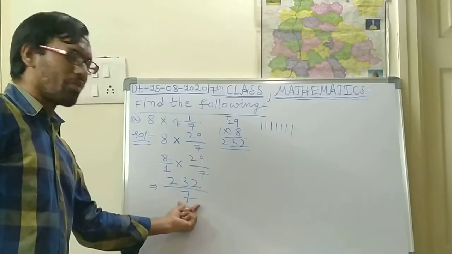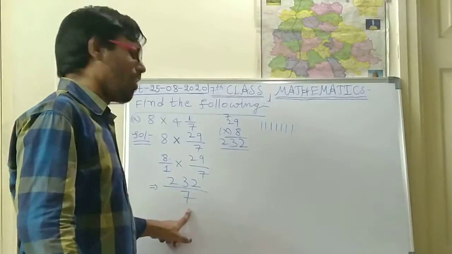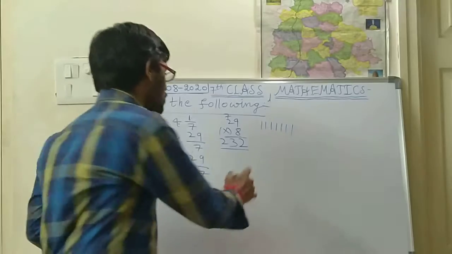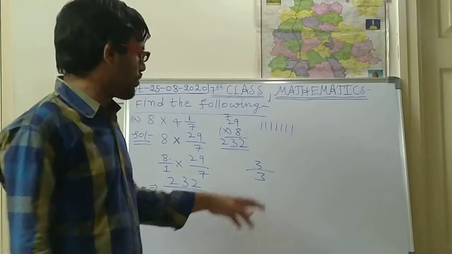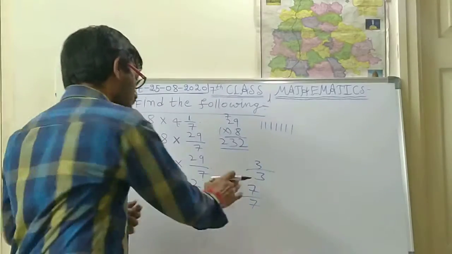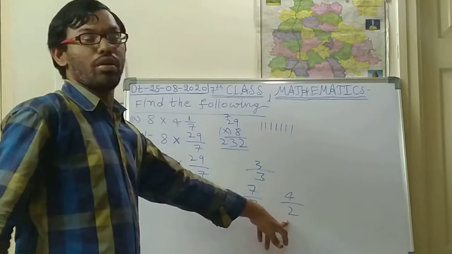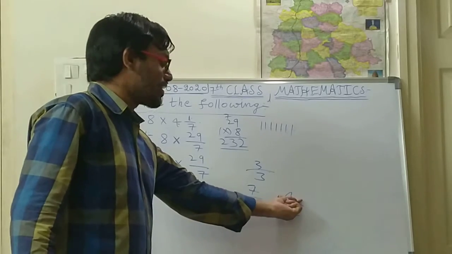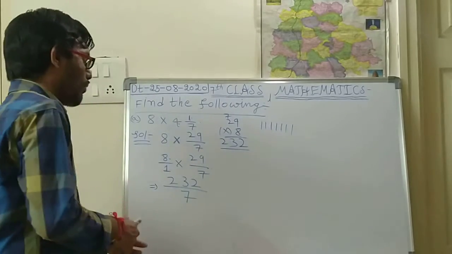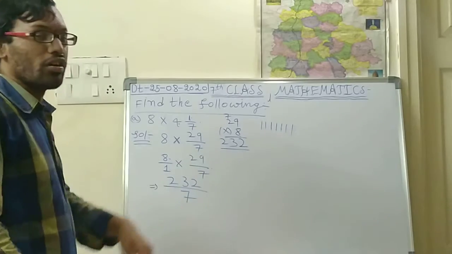Now this is an improper fraction. How? Because the denominator is lesser than the numerator. Improper fraction means the denominator will be less than the numerator, or else equal to the numerator. So 3 by 3 is also an improper fraction, 7 by 7 is also an improper fraction, or else 4 by 2, this is an improper fraction, because the denominator is lesser than the numerator. You should know about improper fractions.